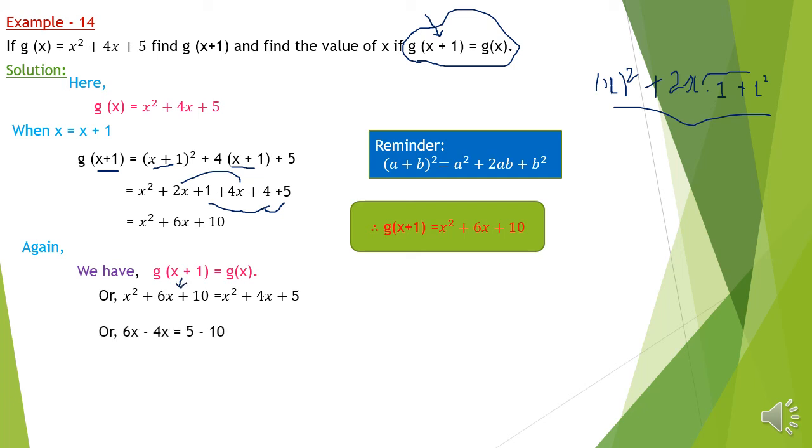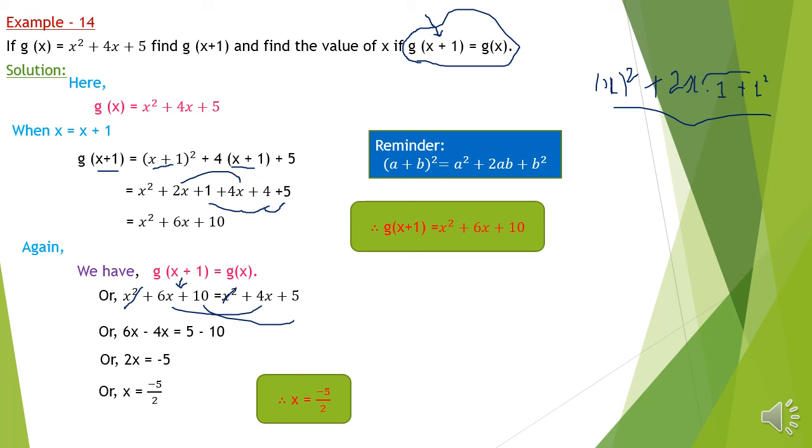x square cancelled, 4x changes to the left hand side, it is minus, so 10 is on the right hand side, so it goes to the left hand side, that also changes the sign. You can see 2x is equal to 5, you can see x is equal to minus 5 by 2. Our answer is x is equal to minus 5 by 2. We don't have to factorize also, isn't it?